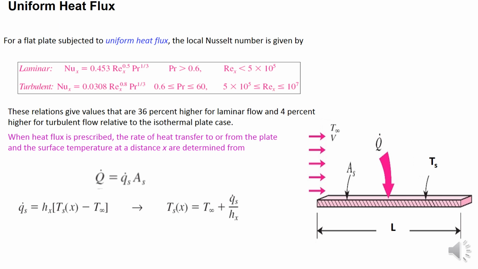When heat flux is prescribed, the rate of heat transfer to or from the plate and the surface temperature at this x are determined from this equation, where q is the heat flux per unit area equal to Hx, the convection heat transfer coefficient at a distance x, times Ts at x, the temperature at distance x, minus T infinity. T infinity is the surrounding temperature. From this we can calculate the surface temperature of the flat plate at a certain distance x.